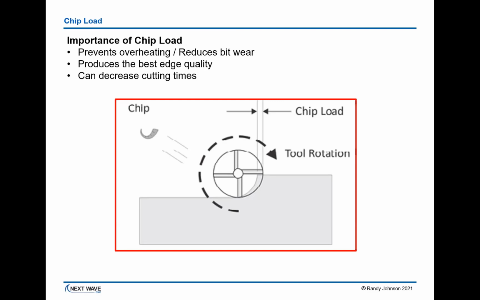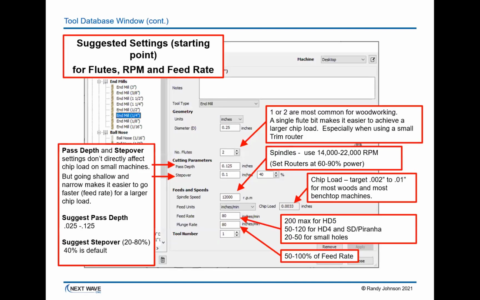So this next slide has a lot of information on it, and we will walk through this step by step here. As I mentioned earlier, right at the top here is the number of flutes. Now, 1 and 2 are the most common in woodworking, and a single flute actually makes it easier to achieve what's called a larger chip load. And I'll show you a couple of examples of that in a minute. But this is really valuable if you're using a small router, such as a Bosch trim router or a DeWalt trim router in the Piranhas, especially for your straight bits.